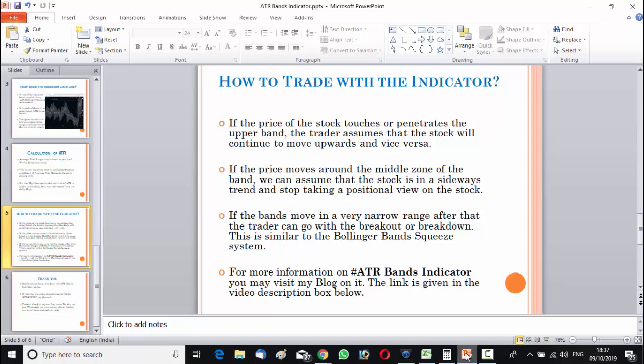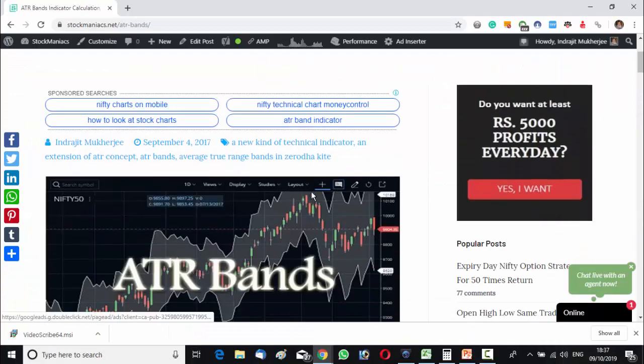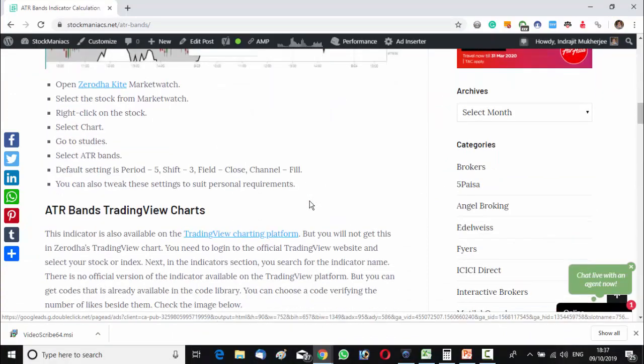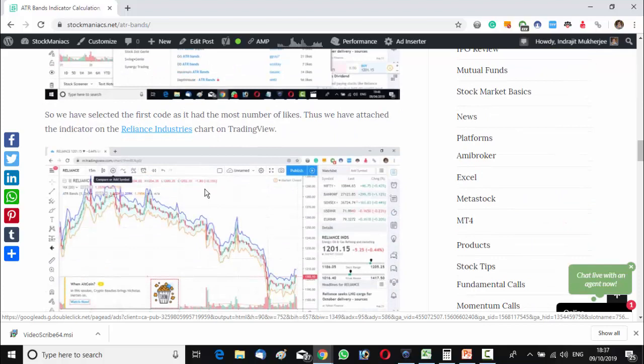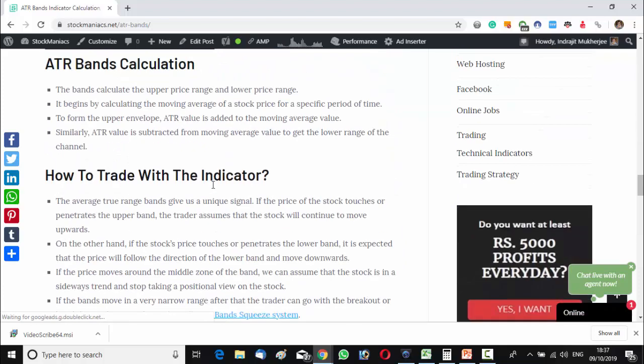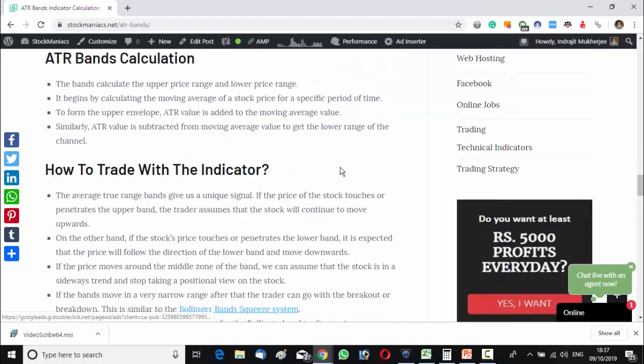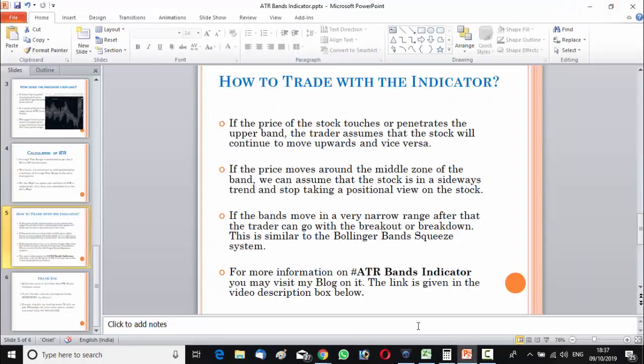For more information on the ATR bands indicator, you may visit my blog post. The link of the blog post will be given in the video description. This is my blog post that I have written on the ATR bands. I have explained how to trade with the ATR bands indicator. We have given examples of the ATR bands indicator on some other platforms also. So how to trade with the indicator, this section is there. But in my opinion, I do prefer Bollinger Bands more over the ATR Bands, because Bollinger Bands is a much easier indicator to trade.